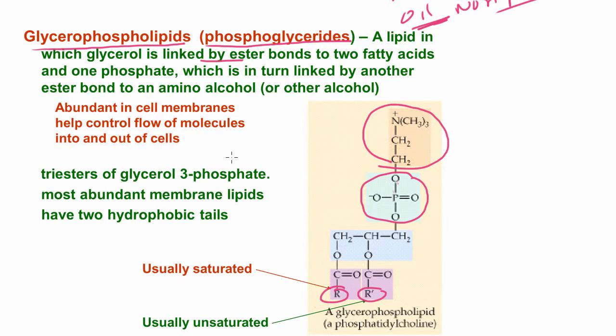These are found in cell membranes, and they help to control the flow of molecules into and out of the cells. Again, they're most abundant in the cell membrane. You're starting to see that a lot of these lipids all have these long hydrocarbon tails and also a polar part to the molecule.